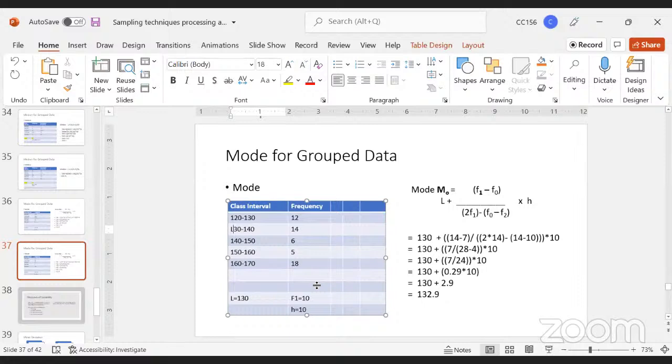Now, what will be the model class? Which should be your model class acting now? Yes, great. Whichever frequency is coming up, 18 is the largest. So the lower limit, the L value, would be 160. Great. Now, what is the F1 value?